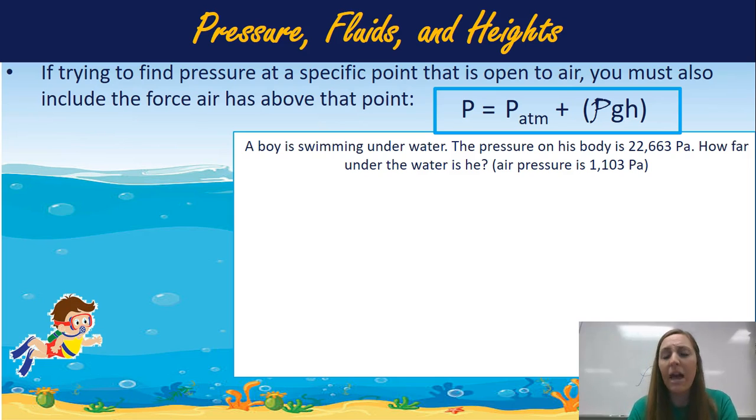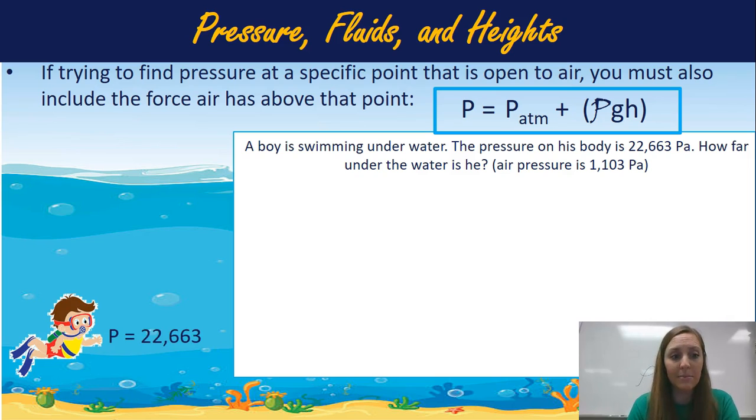So let's say we have a boy swimming underwater, and the pressure on his body is 22,663 pascals. How far under the water is he? Air pressure at any time it says at sea level or regular atmospheric pressure, you're going to use 1,103 pascals. That's just standard atmospheric pressure. That can change based on the weather or the altitude, but if it's standard, that's what you want to use.